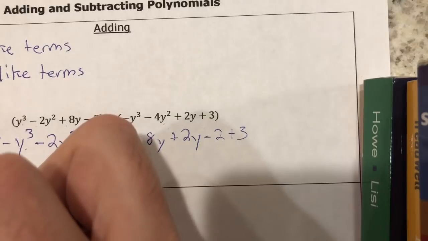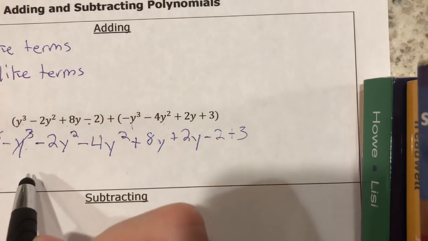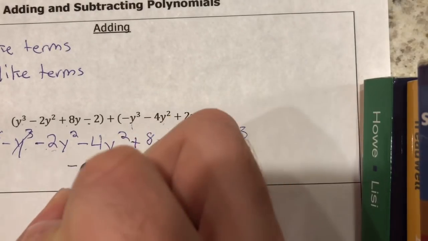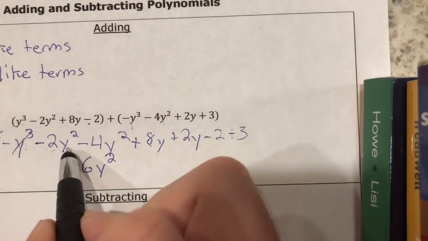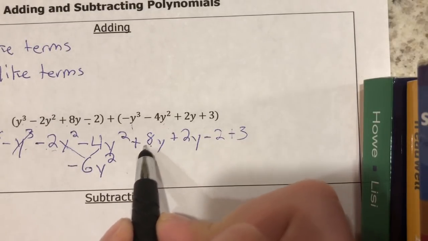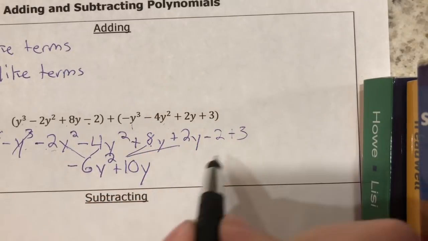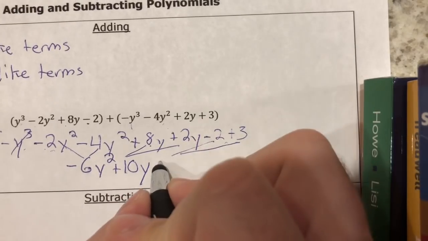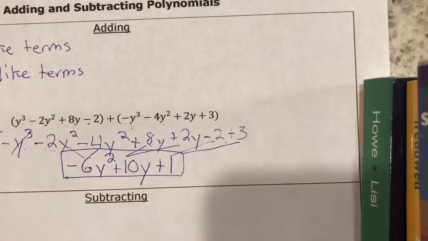Alright, so then you just combine like terms. Y cubed minus y cubed cancels out, so I'm not even going to write anything. Negative 2 minus 4 is negative 6y squared. 8y plus 2y will be positive 10y. And then negative 2 plus 3 will be positive 1. So our final answer, negative 6y squared plus 10y plus 1.